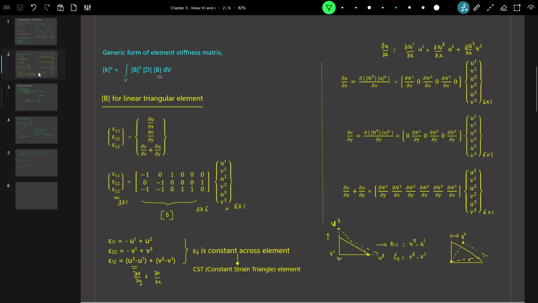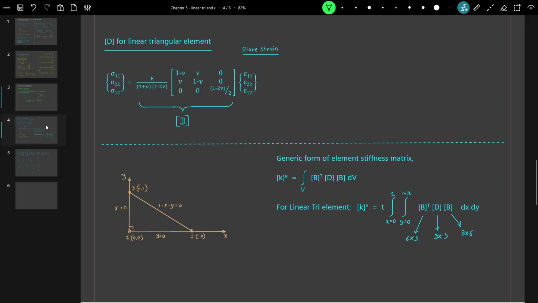Okay, so with that, we have seen the B matrix. Now let's see the D matrix. As we know, the D matrix has nothing to do with element type. It is just whether it's a 2D or 3D case. In 2D we have plane strain and plane stress. We'll take the plane strain case, so we have two normal stress and one shear stress component, and this is our D matrix.